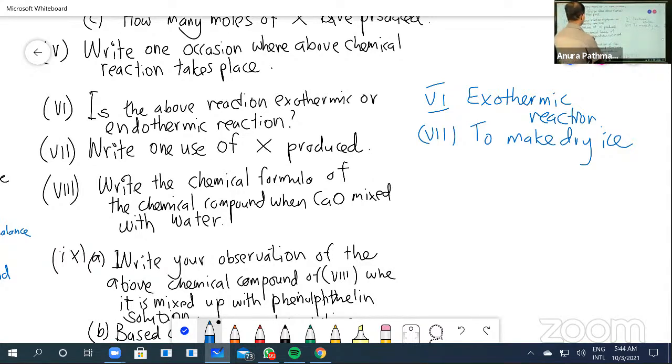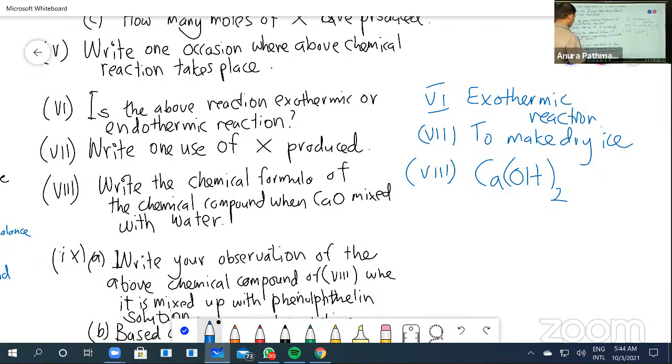Write the chemical formula of the chemical compound formed when calcium oxide is mixed with water. That means it will make calcium hydroxide, Ca(OH)2. In Grade 6, the very first chemical compound you learn is lime water, calcium hydroxide. Write the chemical formula of the compound when calcium oxide is mixed with water.